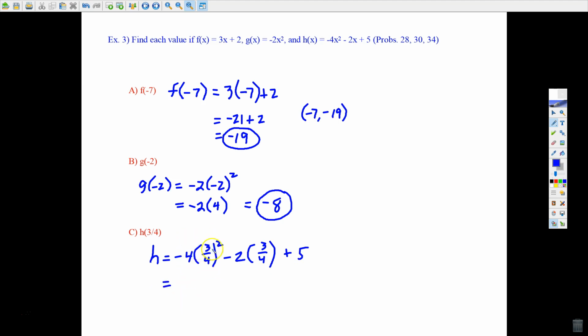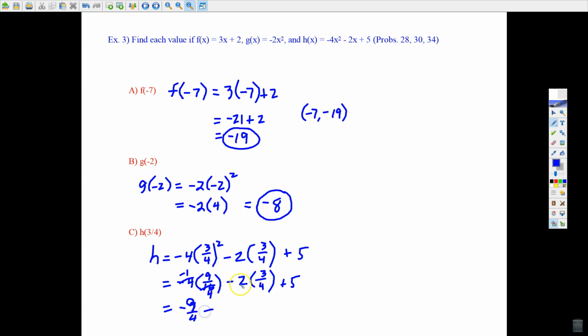So once again, remember to square first, and 3/4 squared is 9/16. Okay, and then I'll come back. I'll just do this one PEMDAS step at a time. Now we are going to do the multiplication. So we could do some cross canceling here if you want to. That would become -1, and this would become 4. So we end up with -9/4.